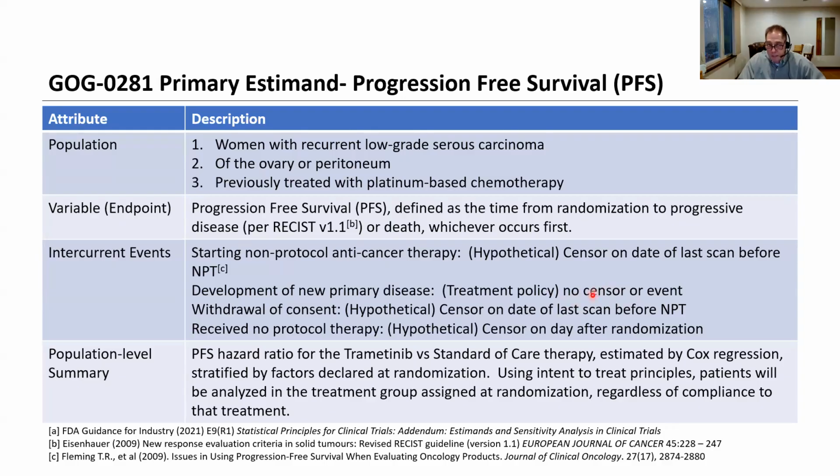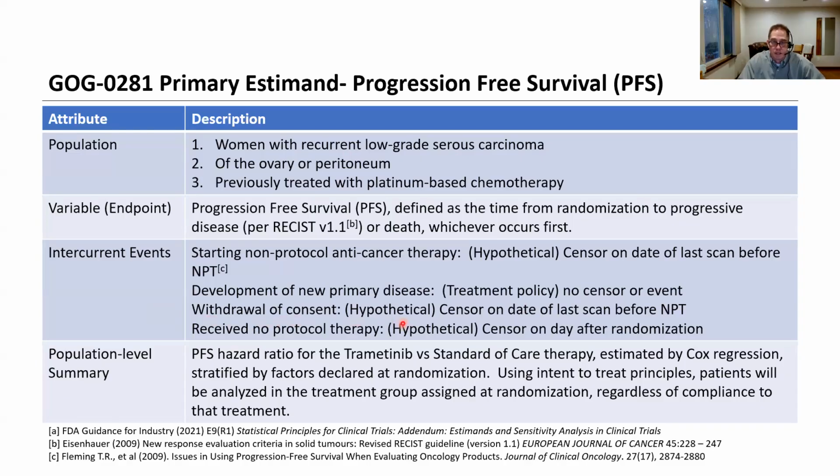We're going to censor, I think we censored them. I think I got this wrong in this slide. So I think we censored them. A new primary disease means that they had some other disease that came up that was not the recurrent low-grade serous carcinoma. They had, I don't know, like a brain cancer or a lung cancer or something like that. And so what we normally do is we would censor them.